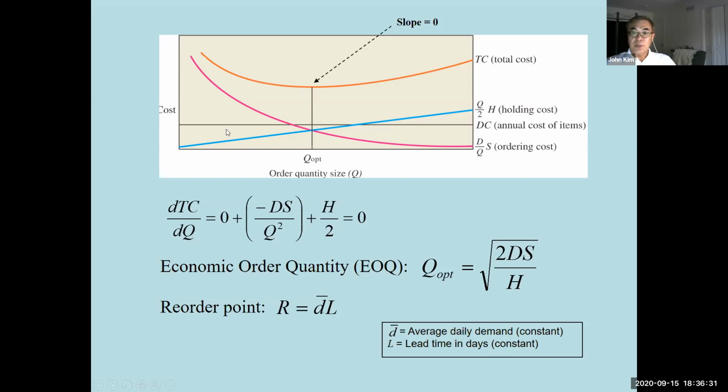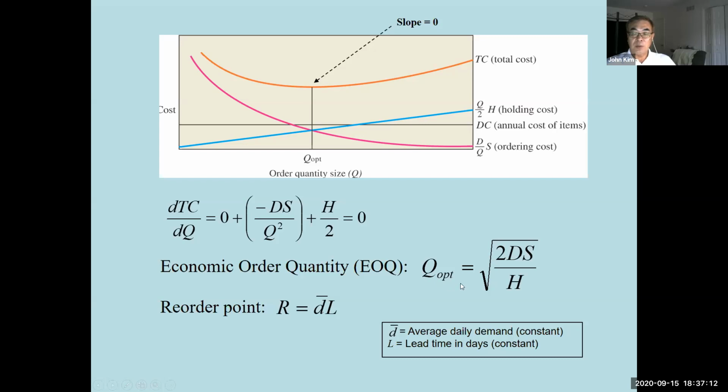On this point, this curve's slope decreases, decreases, decreases, and then on this point, the slope of this curve is 0. So using the derivative equal to 0, we can get this formula: the economic order quantity, or we can call this one the optimal order quantity.